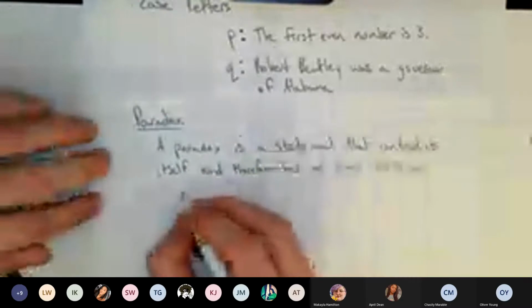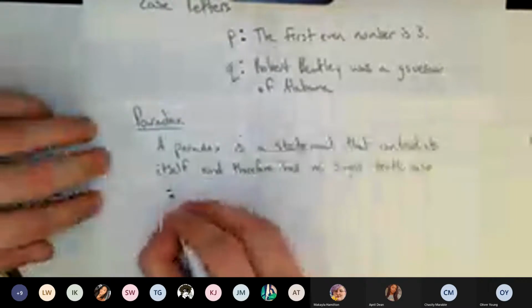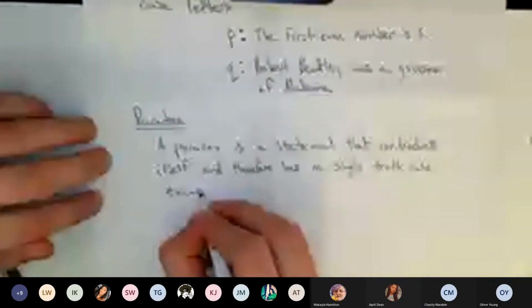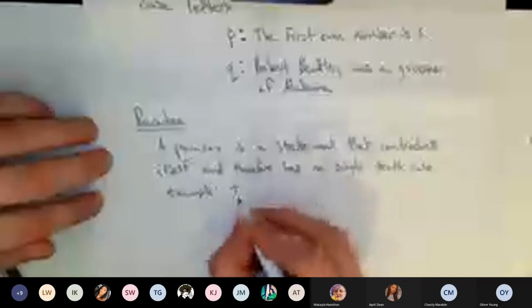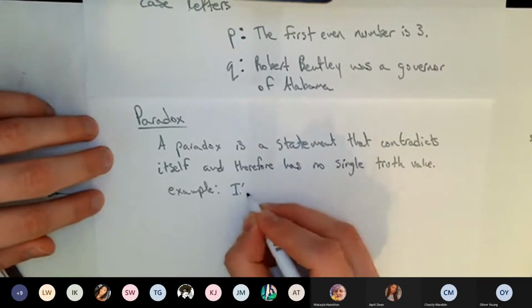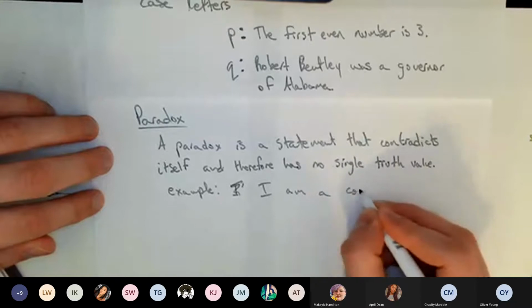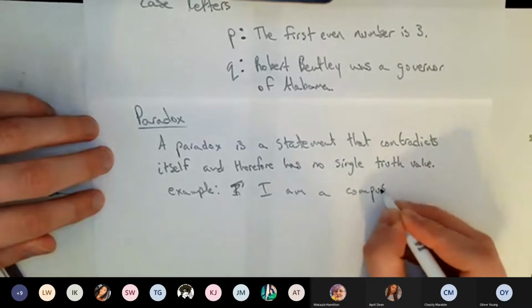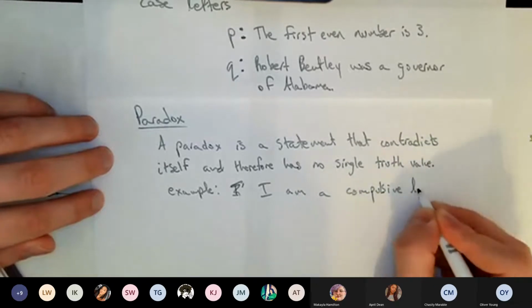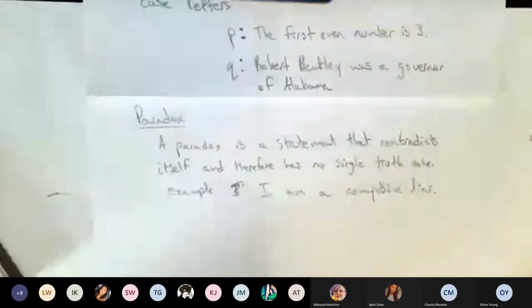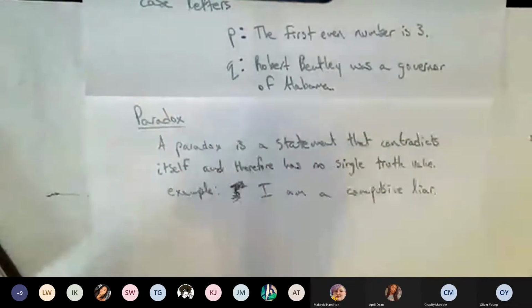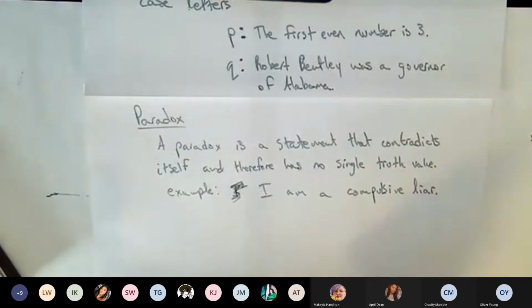Oh yeah, here's a classic one. For example, I am a compulsive liar. Compulsive liar. Okay, so you may have come across a statement like this before, maybe even this one.